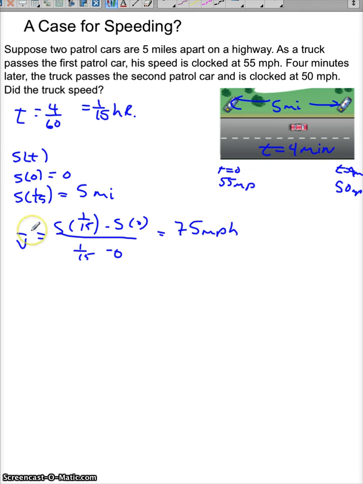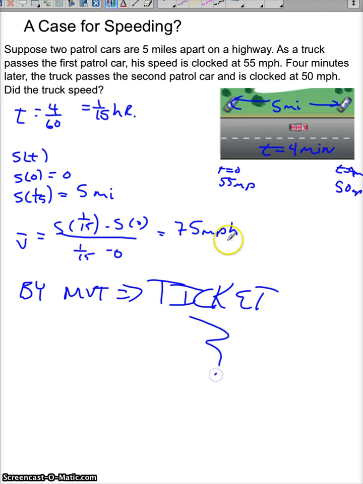So we're going to assume your position function is continuous and differentiable. You can apply the mean value theorem. By the mean value theorem, you're going to get a ticket for speeding.